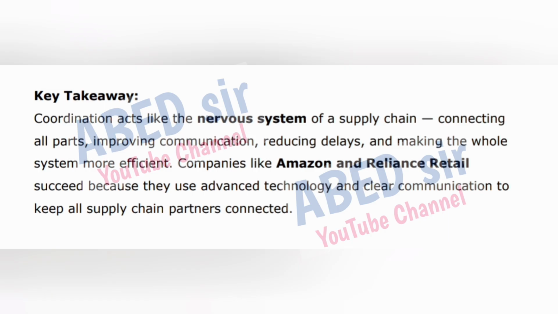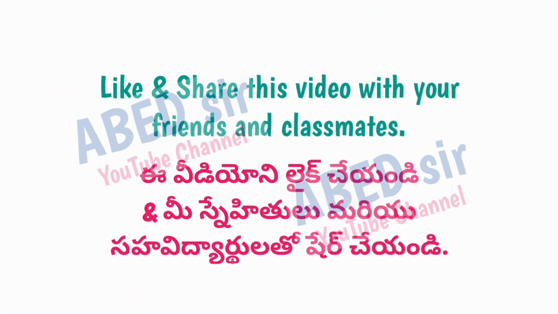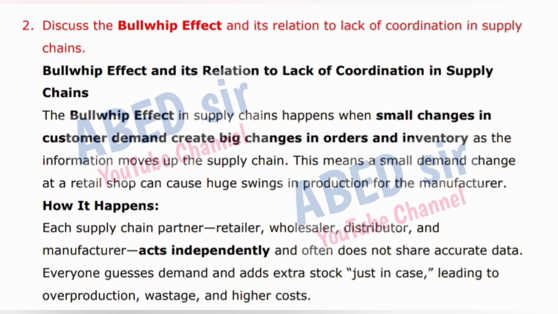partners connected. Next important long question is to discuss the bullwhip effect and its relation to lack of coordination in supply chains. Bullwhip effect and its relation to lack of coordination in supply chains. The bullwhip effect in supply chains happens when small changes in customer demand create big changes in orders and inventory as the information moves up the supply chain.